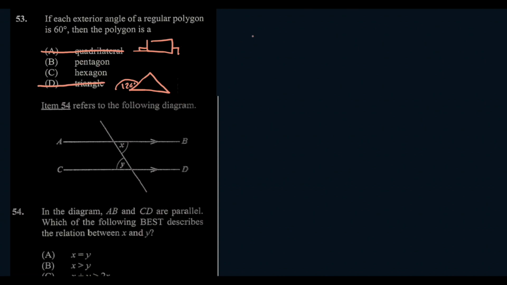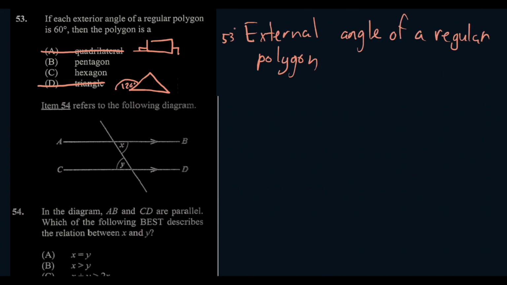So there's actually a formula that we can use for this. It usually tells us that the external angle of a regular polygon, and a regular polygon just means that all the sides are the same, is equal to 360 degrees divided by the total number of sides that it has. So 360 divided by, let's say the number of sides was n. So in this case, they're saying 360 divided by n gives us 60 degrees.